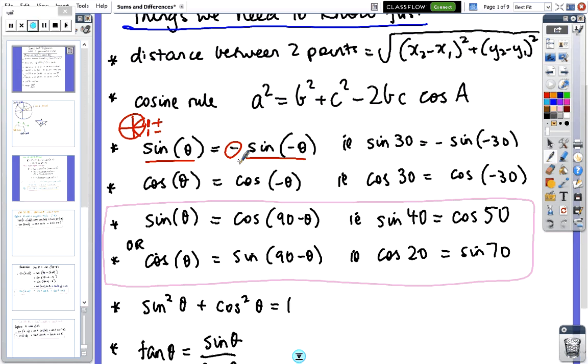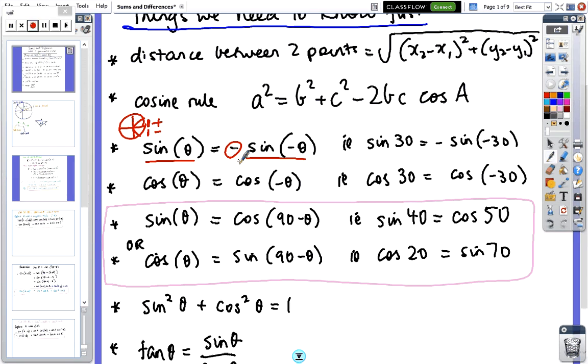If you've got cos of theta, it's the same as cos of minus theta because cos is positive in the first and the fourth quadrants. You can check that on your calculator. Cos 30 equals cos of minus 30. They don't change signs. The next one, again, you should have done maybe in junior school.